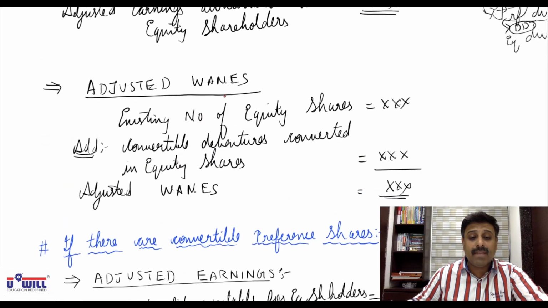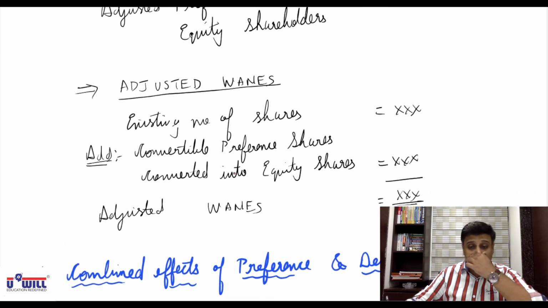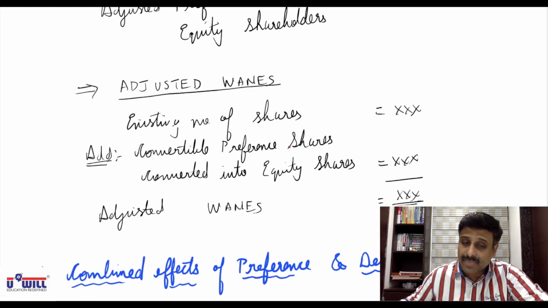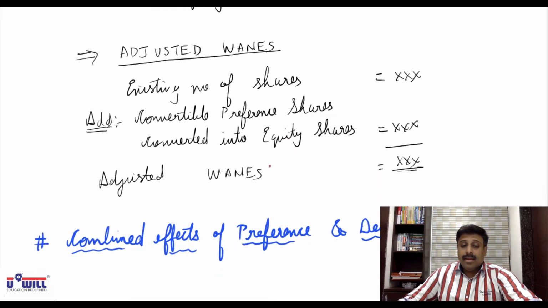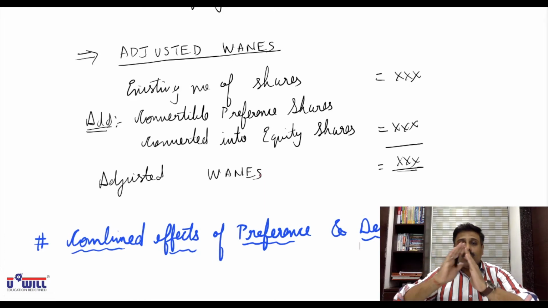Same way, how do you find the combined adjusted number of shares? Add convertible debentures converted into equity shares as well as add convertible preference shares converted into equity shares. Quite simple, correct? But that is wrong. Totally wrong.